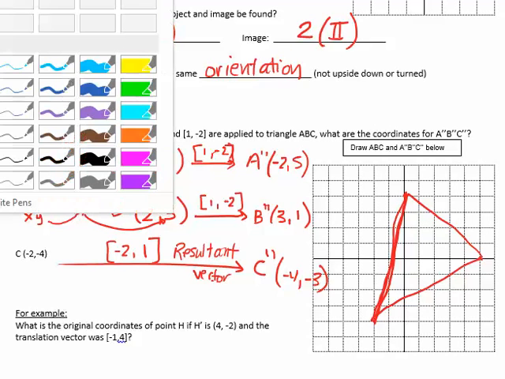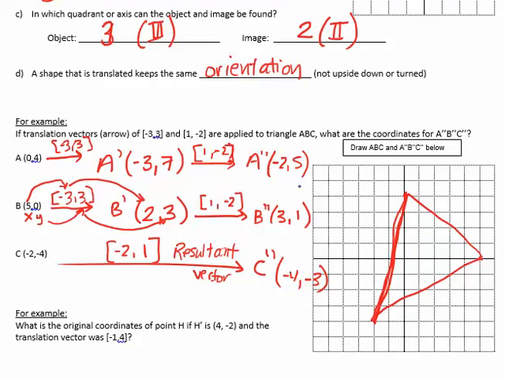Okay, and now I'm just going to change colors, and I'll draw my A prime, B prime, C prime. So -2, 5 is up here. 3, 1 is here, and -4, -3 is over here. Again, I don't know how to draw this line properly. But notice that both of these shapes are the same orientation. So I have A here, my A prime is there, B was here, B prime is over here, C and C prime. So it looks exactly the same, just slid over a little bit.